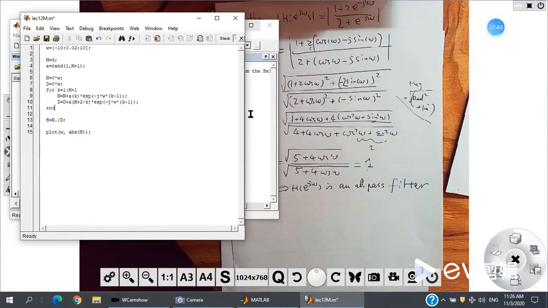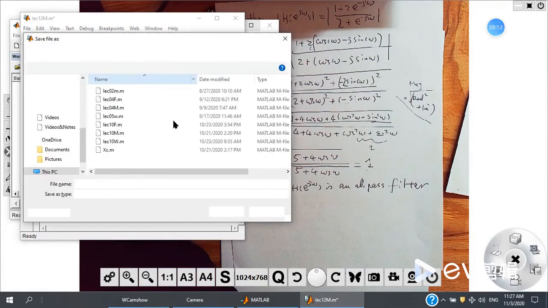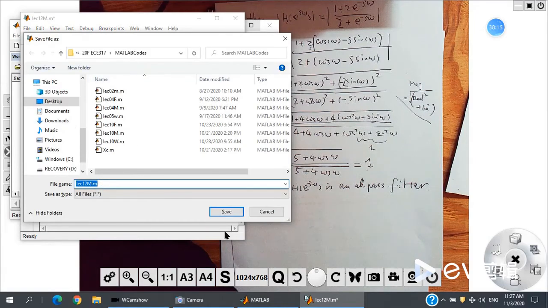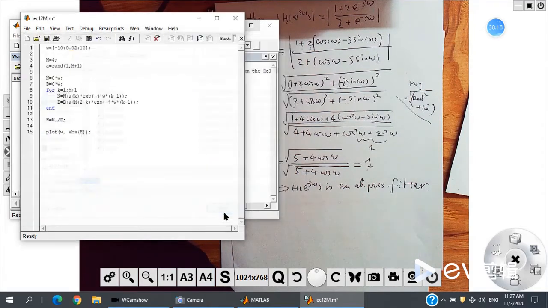After I finish these loops, I have n and d. Then I divide them element by element and show the graph of it. Okay, we can see. And let me display this a, right? You can see the value of a in the command window. It's F5. Running. I need to save it. Okay. So this is just the lecture 12 morning.